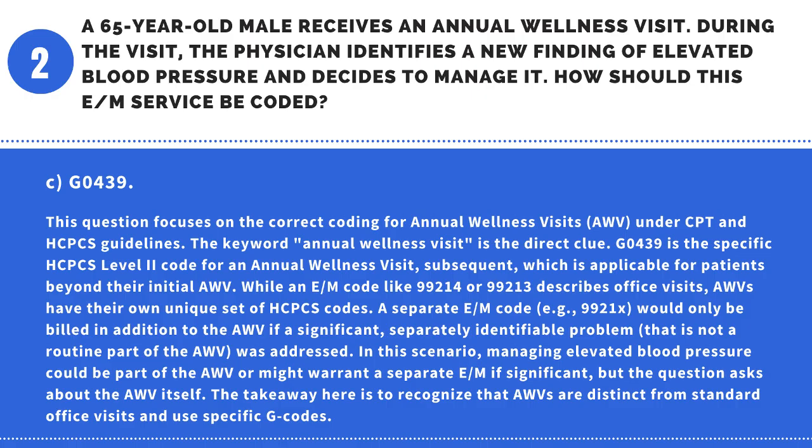their initial AWV. While an E/M code like 99214 or 99213 describes office visits, AWVs have their own unique set of HCPCS codes. A separate E/M code, e.g. 9921X, would only be billed in addition to the AWV if a significant, separately identifiable problem that is not a routine part of the AWV was addressed.